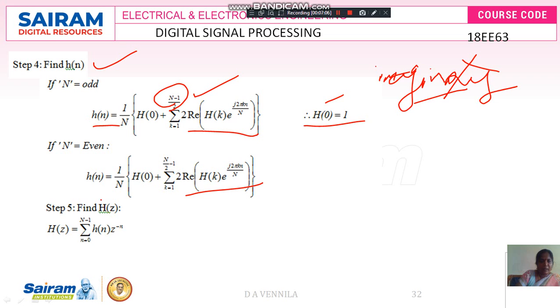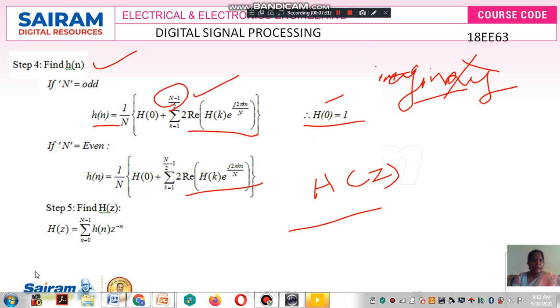After finding the h of n value, you need to find h of z. H of z is the system function or transfer function. The system function can be obtained by summation n equal to 0 to n minus 1 h of n z power minus n. The system function or transfer function is the final thing we are going to find.